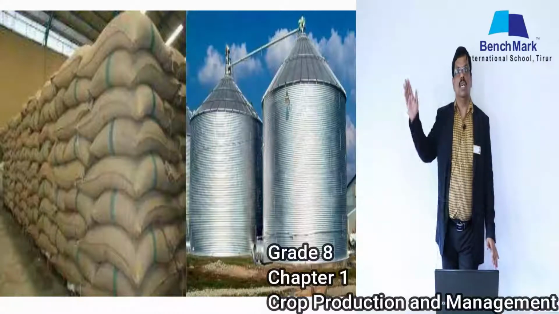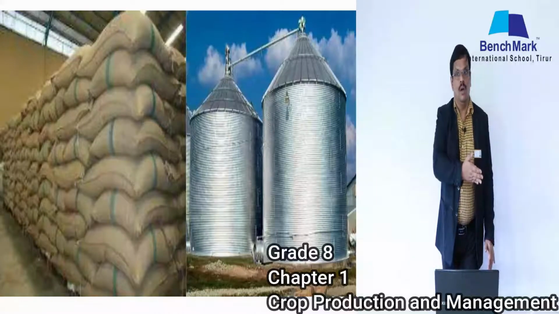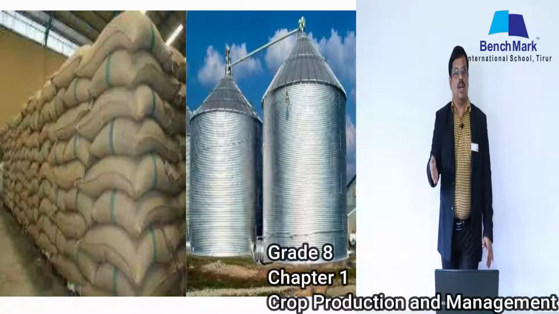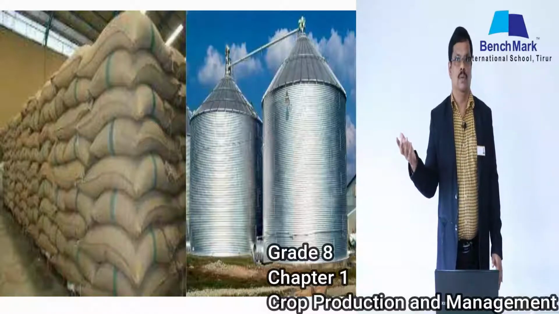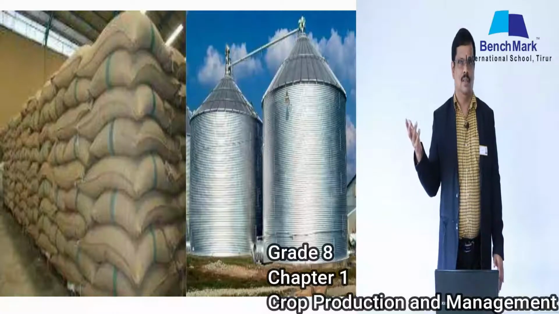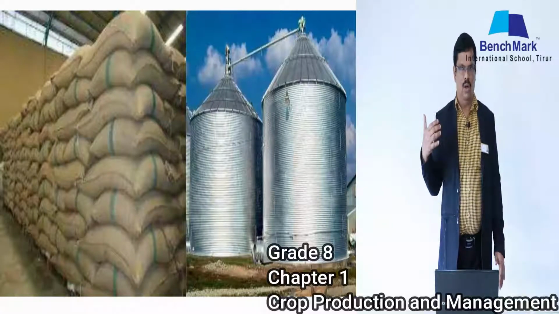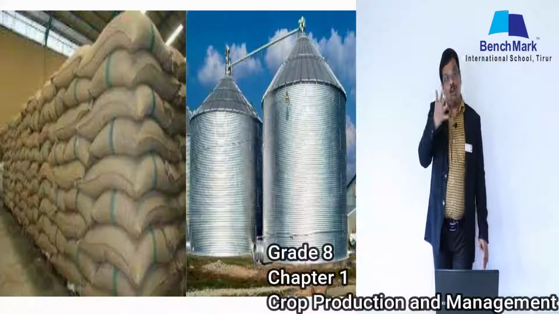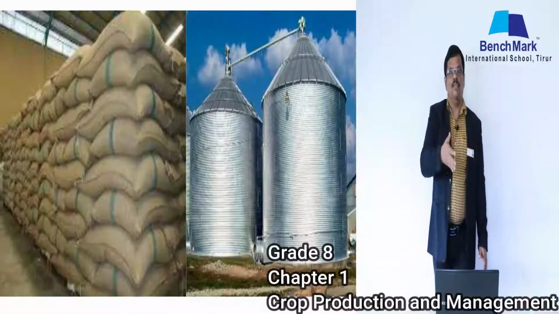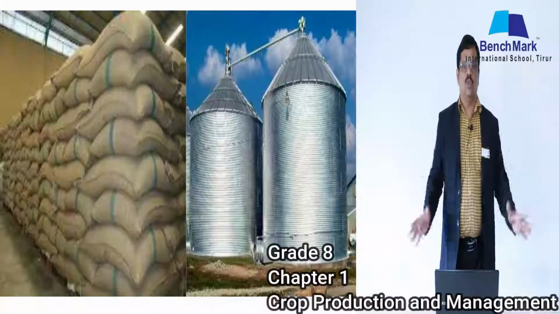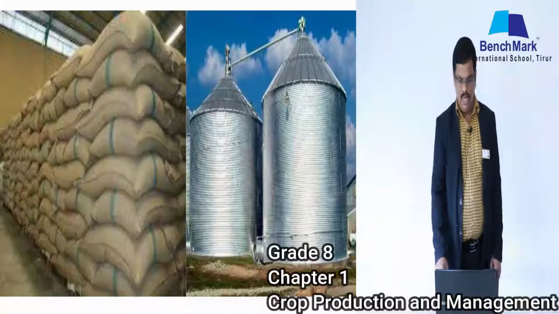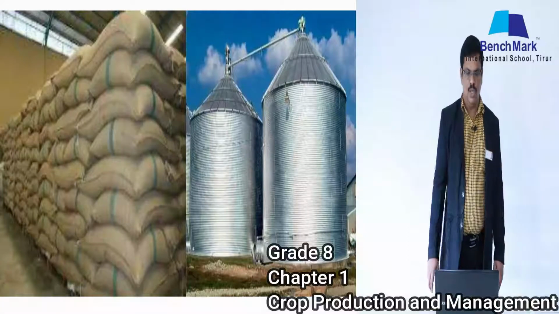Why? Because see, what is happening now? When we are not cultivating, we thought we would have scarcity of food. But it has not happened. Why? Because what the farmers cultivated the year before, or even before that, we have stored it. We have enough stored. So that is why we are able to use it.